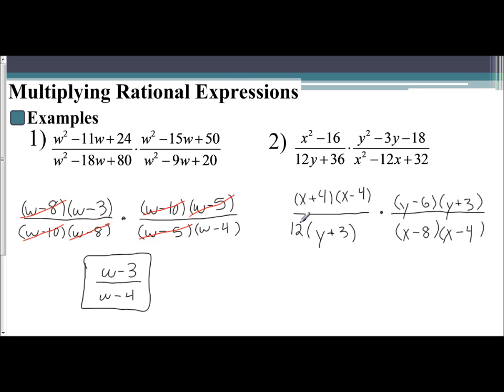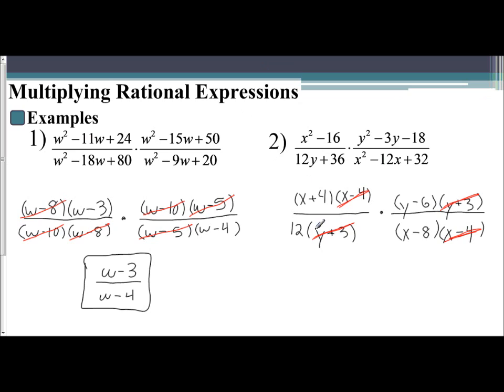Now that all my numerators and denominators are completely factored, I can cross out anything in common on the top and the bottom. I have an x minus 4 here, an x minus 4 here. I have a y plus 3 here, and a y plus 3 up here. If I take a look, that looks like all of the common factors.